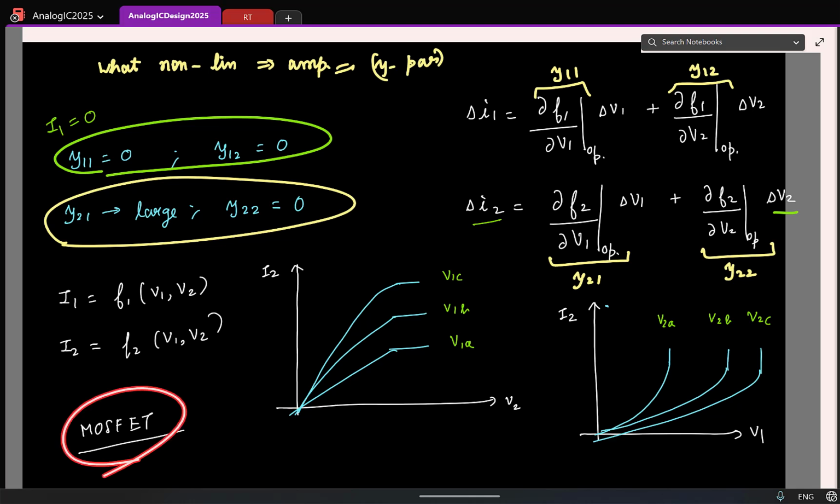And in this course, we will focus only on MOSFET, and we will start with MOSFET. We'll start looking at it from next class.